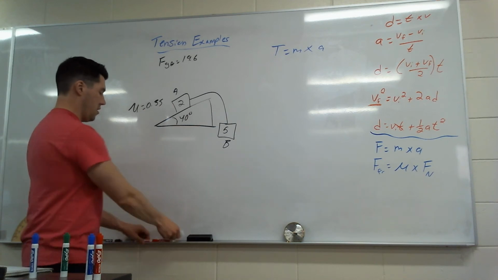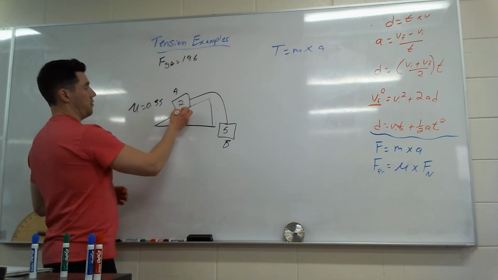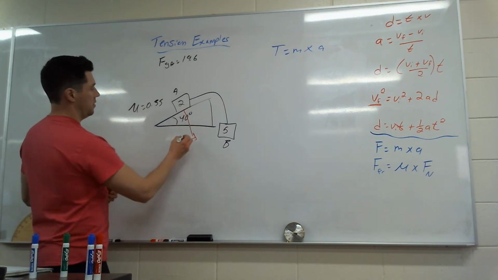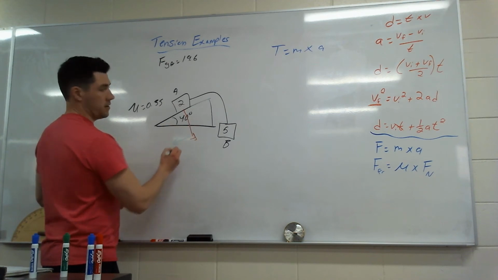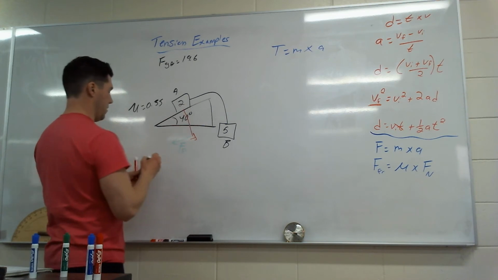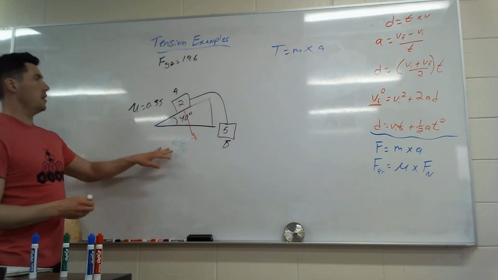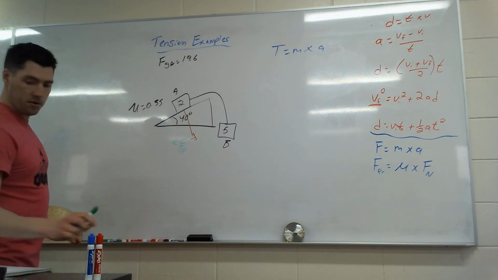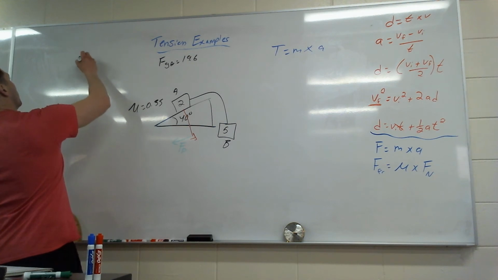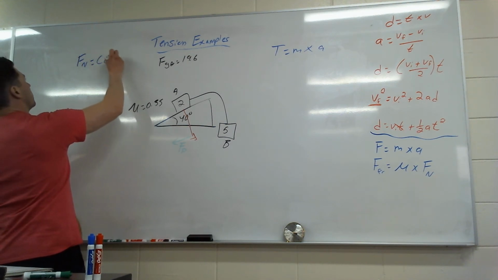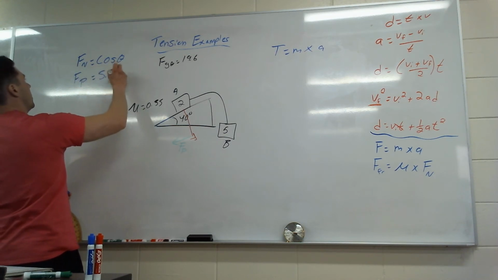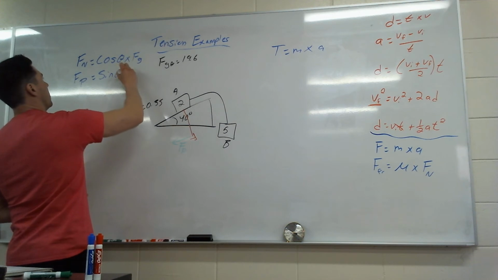When we break this apart, we have force normal this way and force parallel here. To find them, again, force normal is cos theta and force parallel is sine theta, times force gravity for both of them.